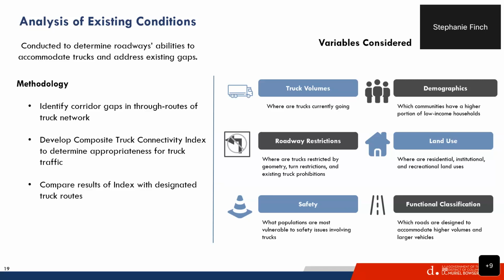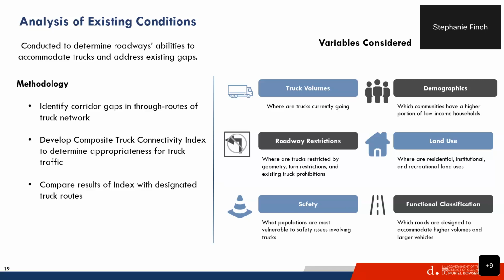So some of the variables that were considered for the connectivity index were truck volumes from district data and from a private data source to verify each other, from current roadway restrictions, including restrictions in existing roadway geometry, turn restrictions, and truck prohibitions. We looked at safety data, truck and commercial vehicle involved crashes throughout the district, demographics.